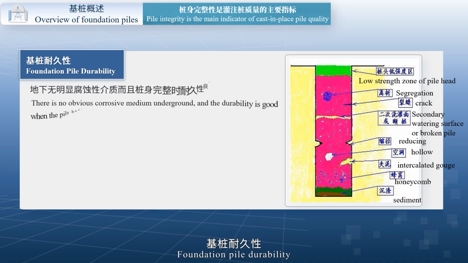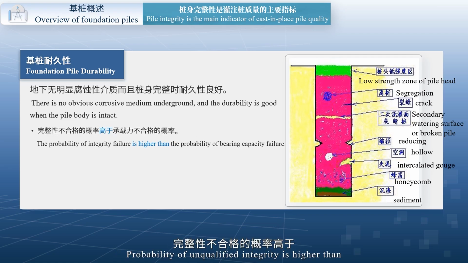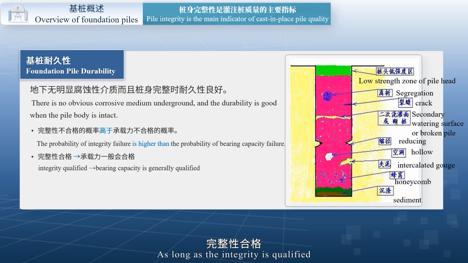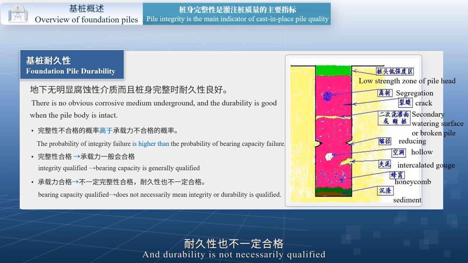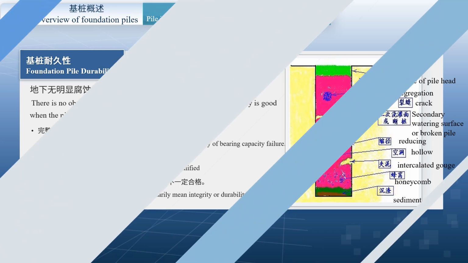Foundation pile durability: with no obvious corrosive medium underground, and when the pile body is intact, the durability is good. The probability of unqualified integrity is higher than the probability of bearing capacity failure. As long as the integrity is qualified, bearing capacity is generally qualified. However, if bearing capacity is qualified, the integrity is not necessarily qualified, and durability is not necessarily qualified. Pile integrity is the main indicator of cast-in-place pile quality.